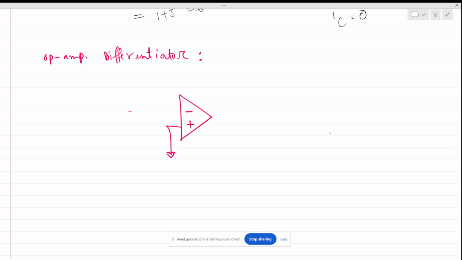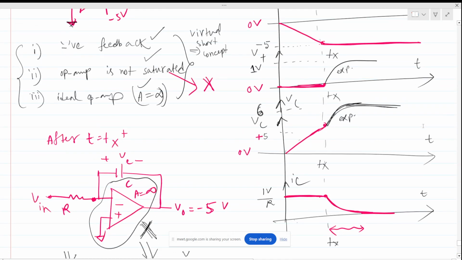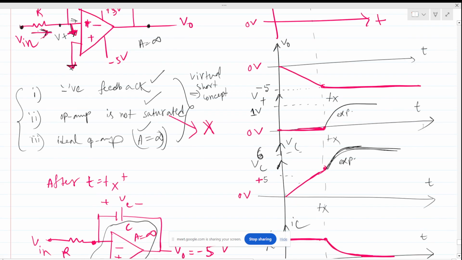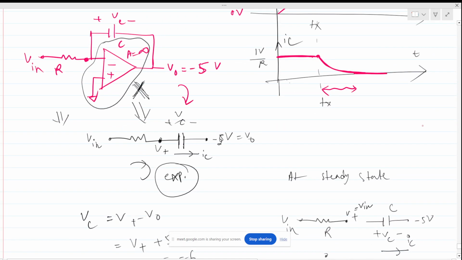So if the VC changes, what is the change in V out? If again VC changes, what is the change in V out after time Tx? V out is not changing, na? V out is already saturated to minus 5 volt. So after Tx, will the op amp work or not? Not working, na? So I have made this type of modification. The op amp is not working anymore.